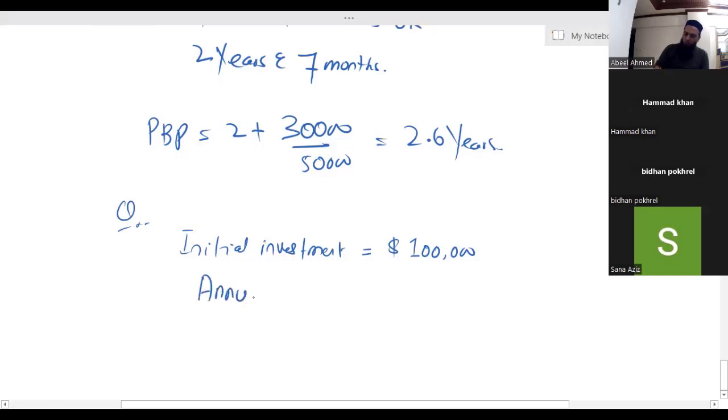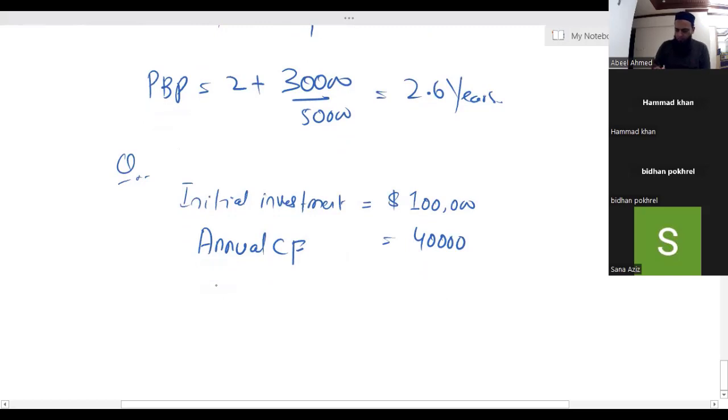Annual cash flows are 40,000. Project life is, let's say, 4 years. The requirement is payback period. Now listen and listen carefully.